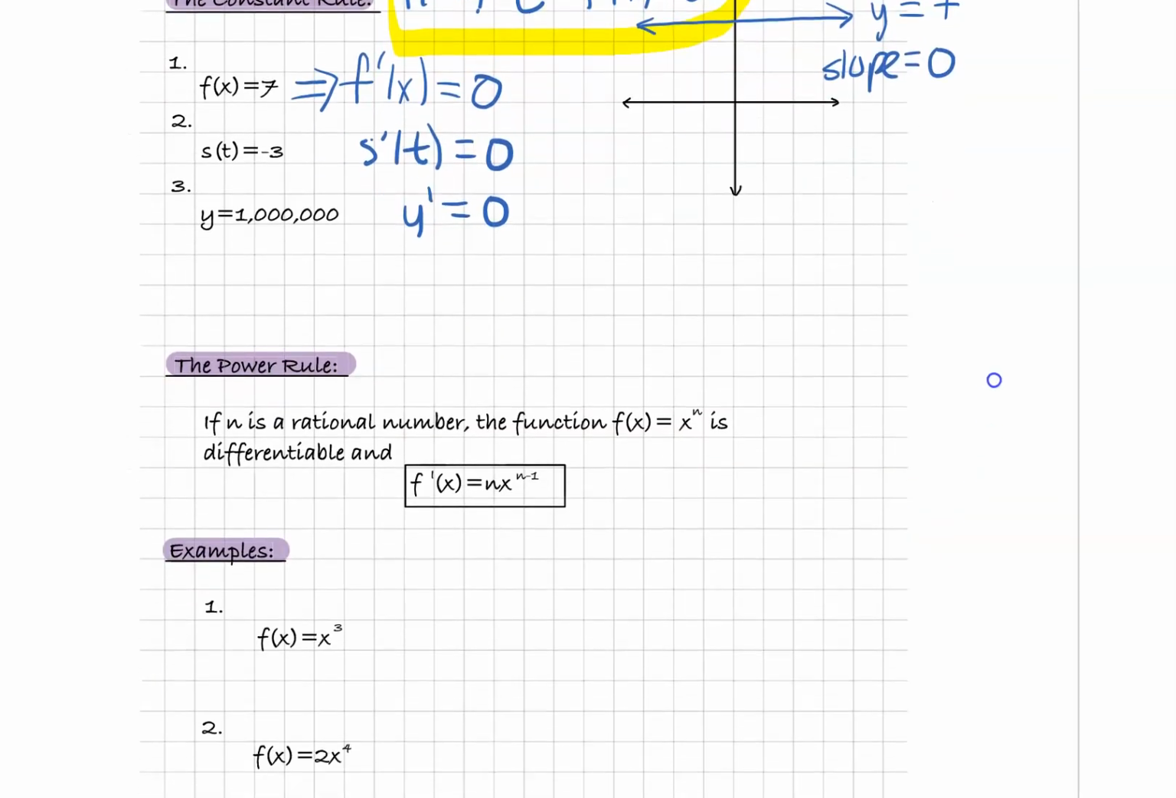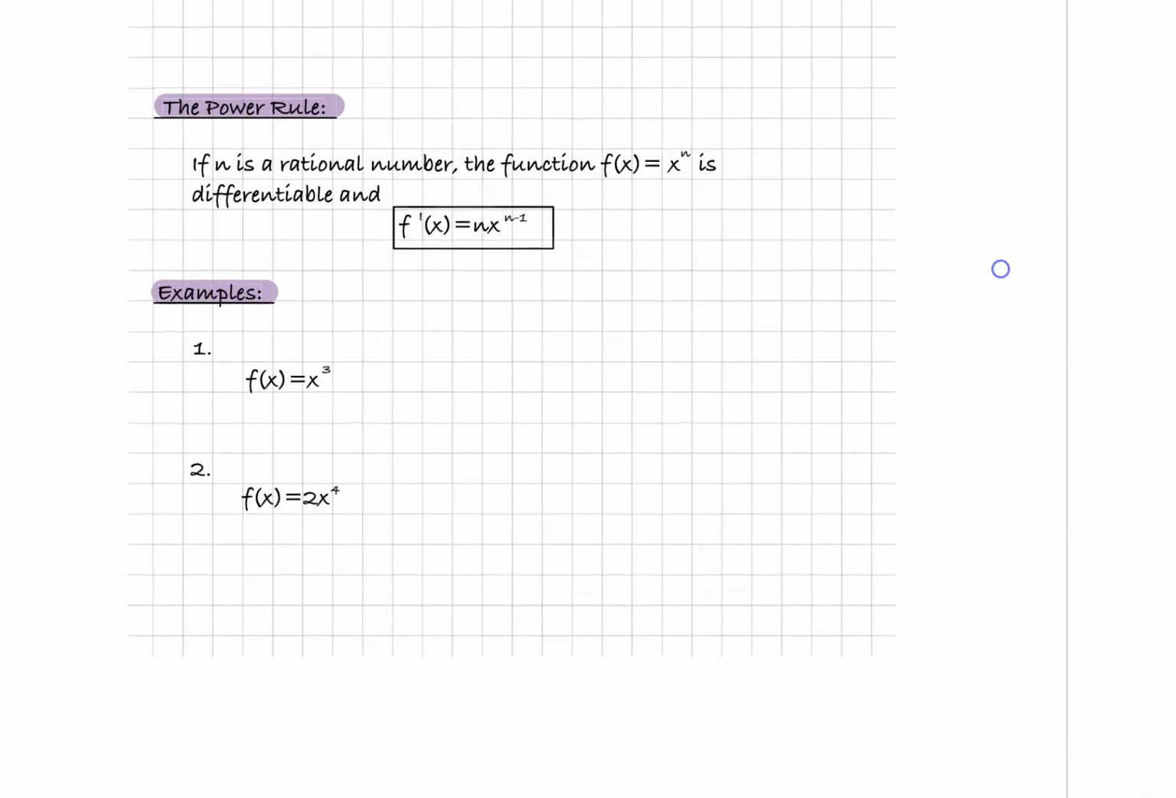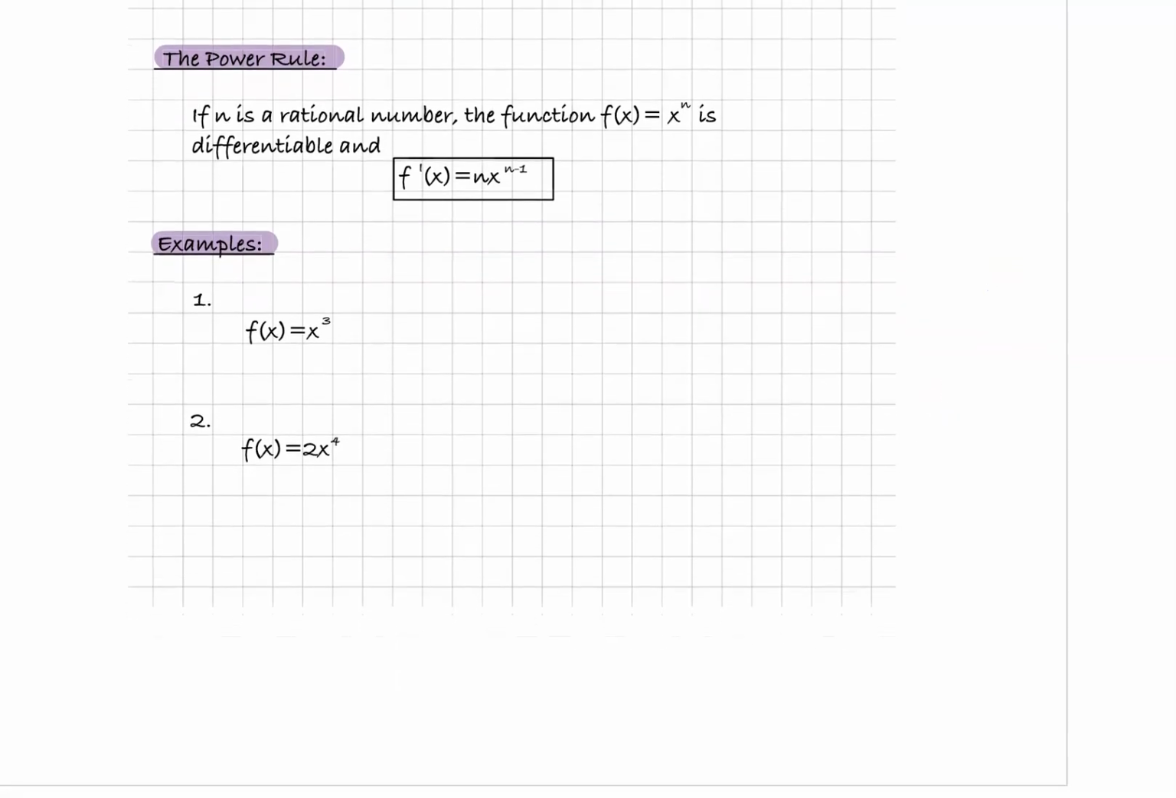So let's go into the power rule. The power rule is one that we are going to use probably the most of all your rules, and we're also going to build upon it into some other sections. It says if n is a rational number. Now remember, rational numbers are anything that can be written as a fraction, and the function f of x is equal to x to the n is differentiable, then we know that f prime of x is equal to nx to the n minus 1. And so let me write that a little bit bigger for you so you can kind of see that exponent a little bit larger.